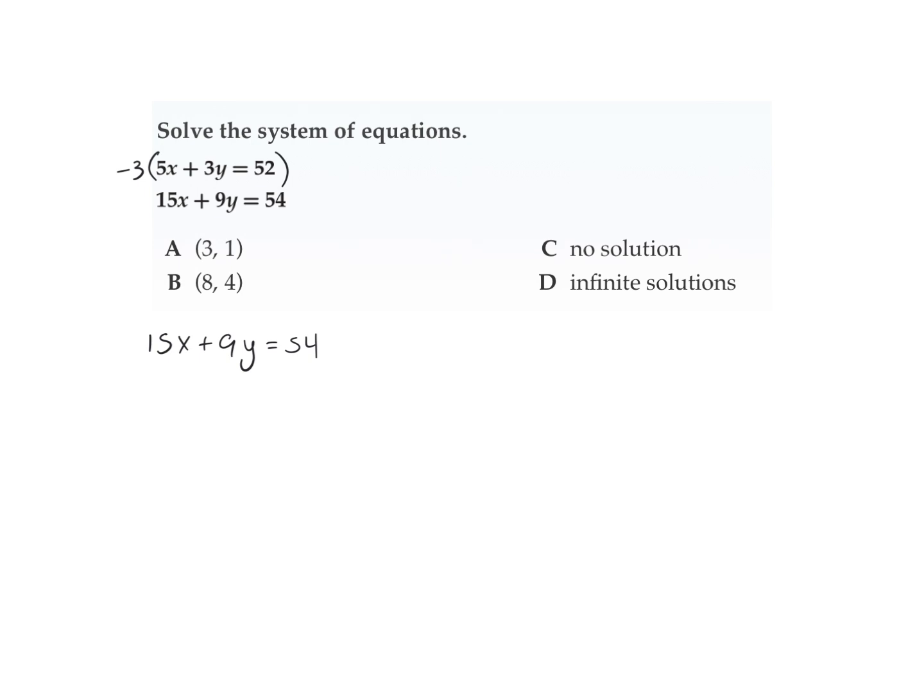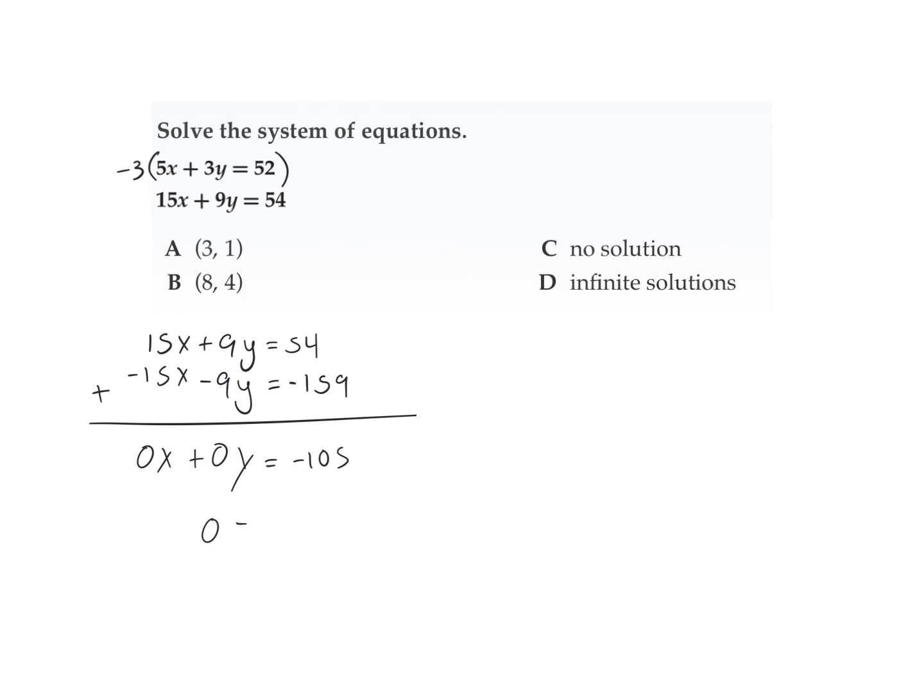And I'm going to get negative 3 times 5 is negative 15x. Negative 3 times negative 3y is negative 9y equals 2. And then 52 times negative 3 is negative 159. So I'm going to go ahead and add. The 15's happen to cancel out, so we get 0x. The y's happen to cancel out, we get 0y, and 159 minus 54 is just negative 105. Now we get 0 is equal to negative 105. Because this is not a true statement, 0 never equals 105, this will be a no solution.